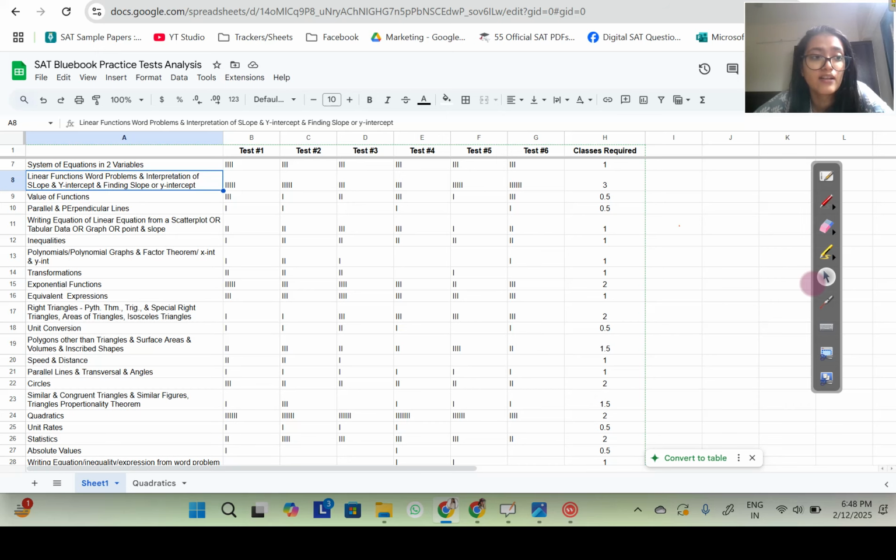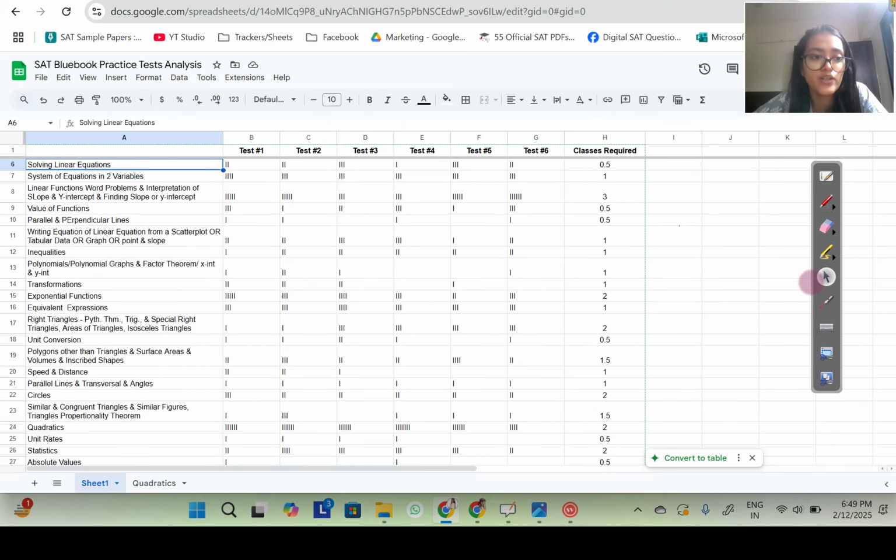Then for linear function word problems, you can expect a minimum of 3 or 4 questions. Word problems will definitely be there from linear functions. That can include interpreting the slope or the y-intercept in a real world context, finding the slope or y-intercept from a real world context, or simply solving a linear function word problem.